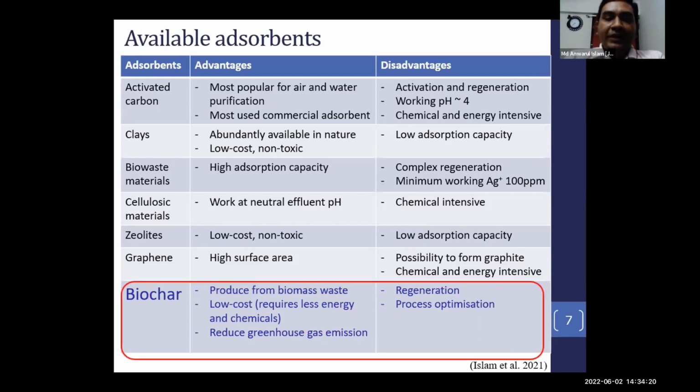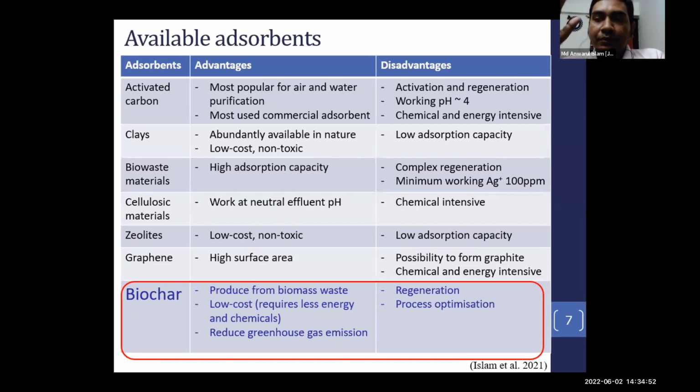But when it comes to biochar, it can be produced from biomass waste. It is low cost, requires less energy and less chemical compared to other adsorbents. It can also reduce greenhouse gas emissions, because when we use biomass waste, we are reducing the load from landfilling, where the biomass just produces methane, which is 1,000 times more responsible for the greenhouse gas effect.